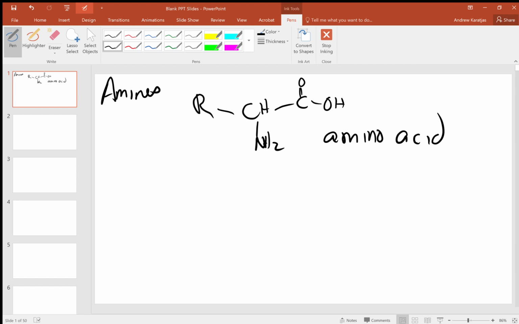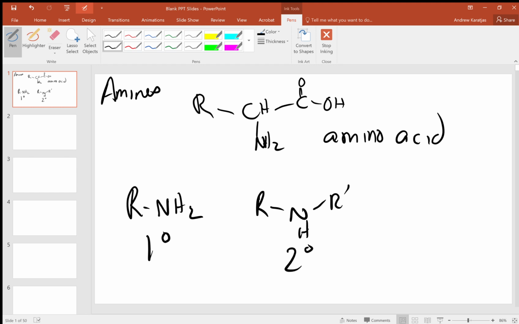When it comes to amines, you may also recall that we can divide them up into three different categories. Primary, where the nitrogen is bonded to one R group. Secondary, where it's bonded to two R groups. And tertiary, where the nitrogen has three R groups.